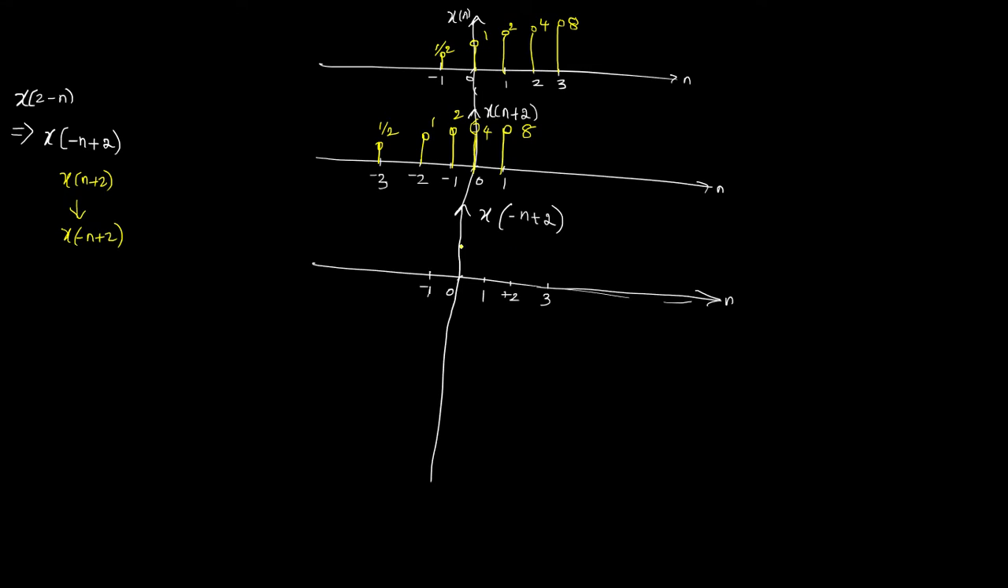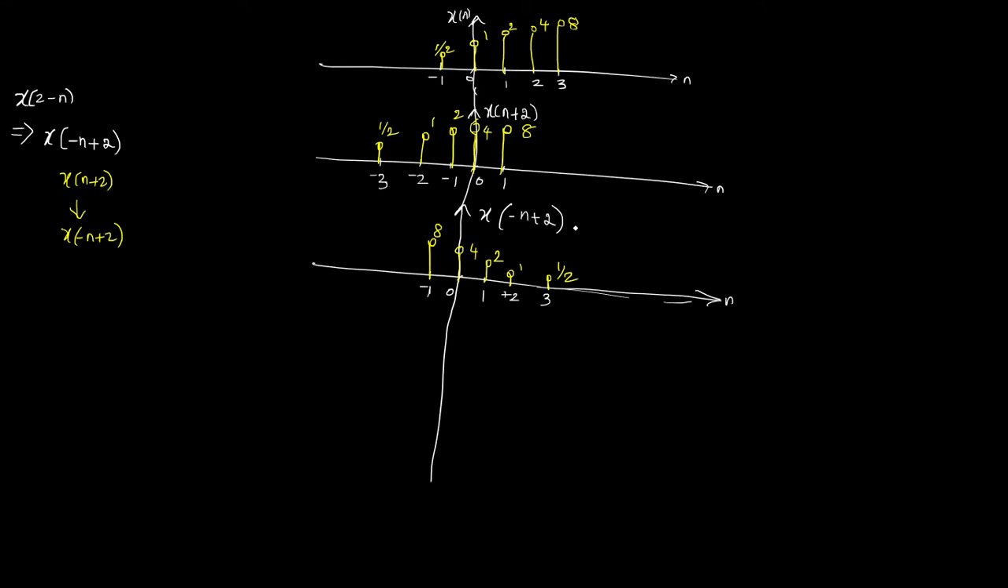Now let us write what was there at 1, 8, that will come at minus 1. What was there at 0, that will be at 0 only, 4. What was there at minus 1, 2, that will be now at plus 1. What was there at minus 2, 1, that will come on plus 2. What was there at minus 3, 1 by 2, that will come on plus 3. So this is the final answer.